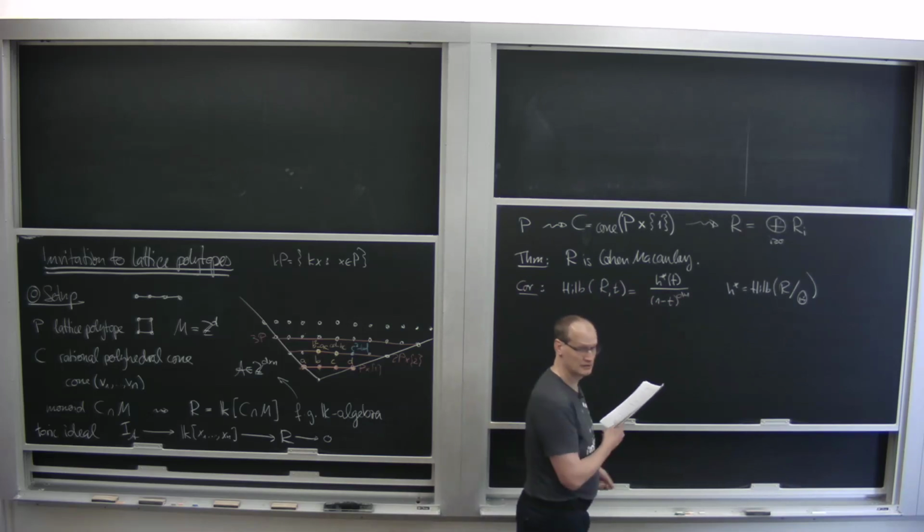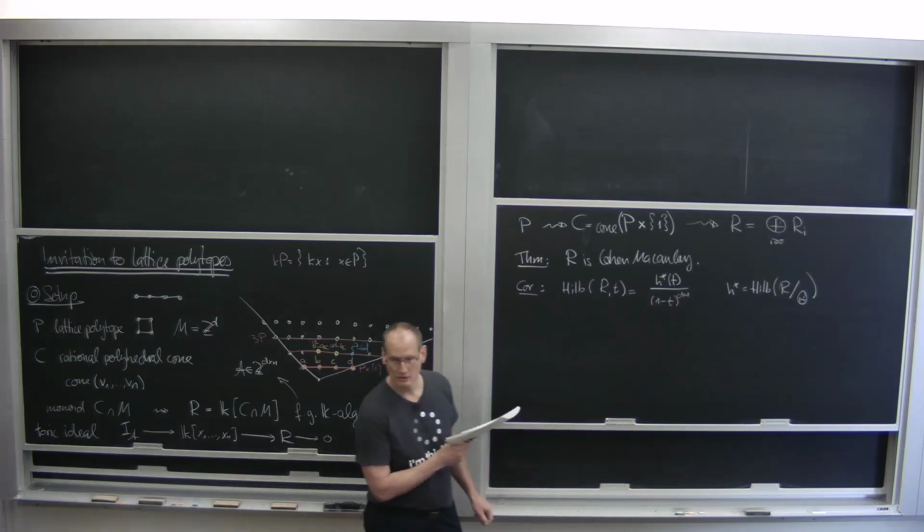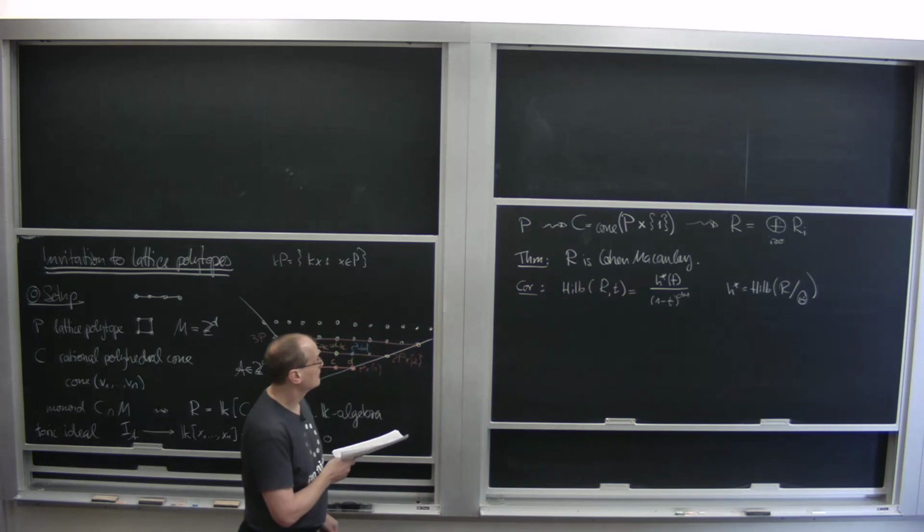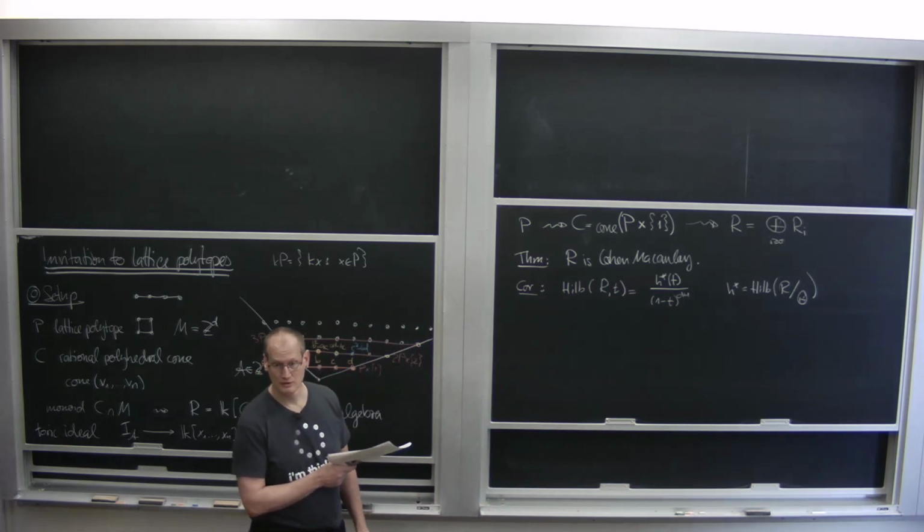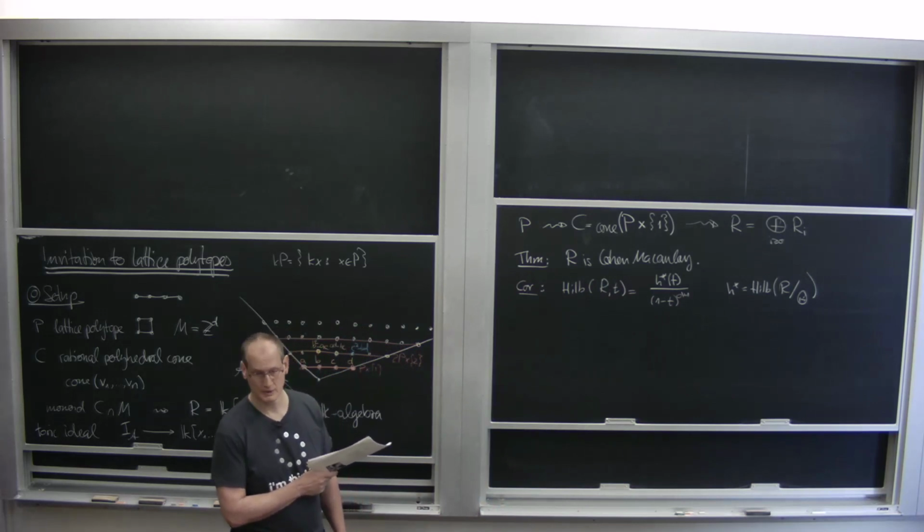Sorry, can I ask a quick question? So the theorem you wrote, R is Cohen-Macaulay, is that R specifically for a cone that you get as a cone of a polytope or for any cone? Any cone. Any cone. Okay.